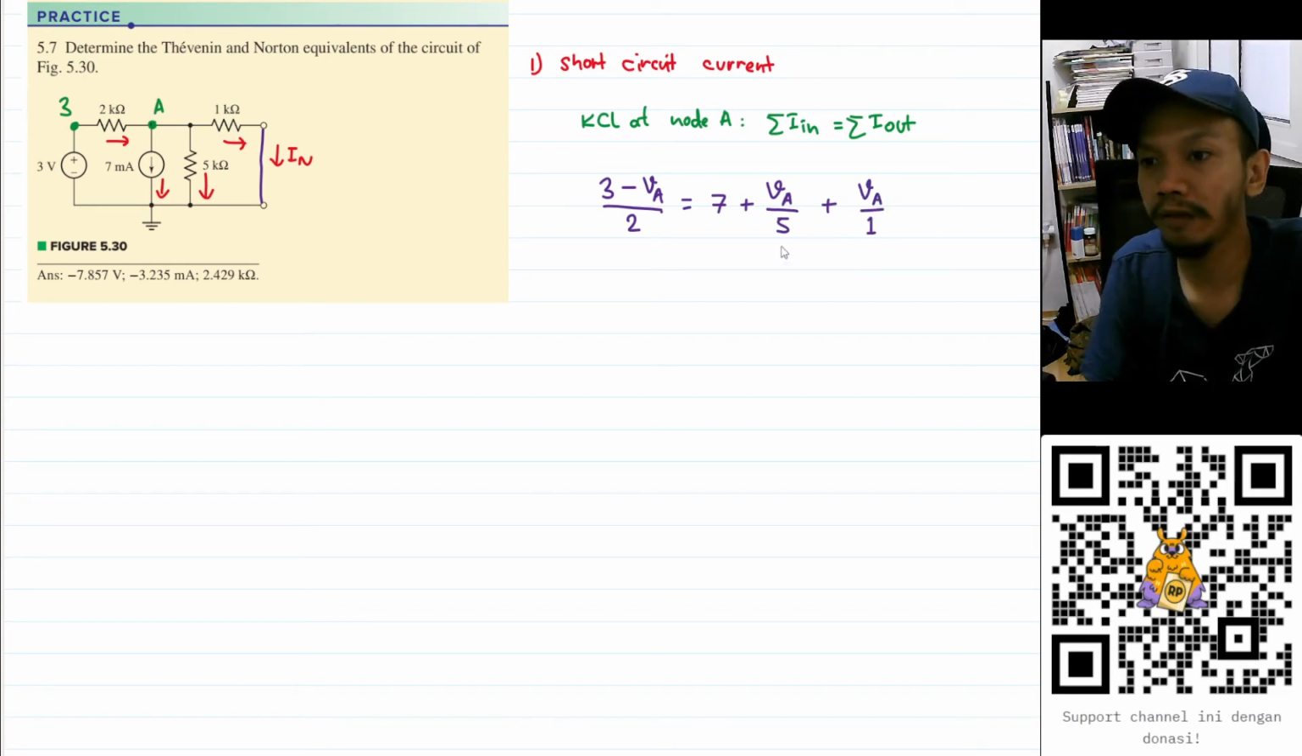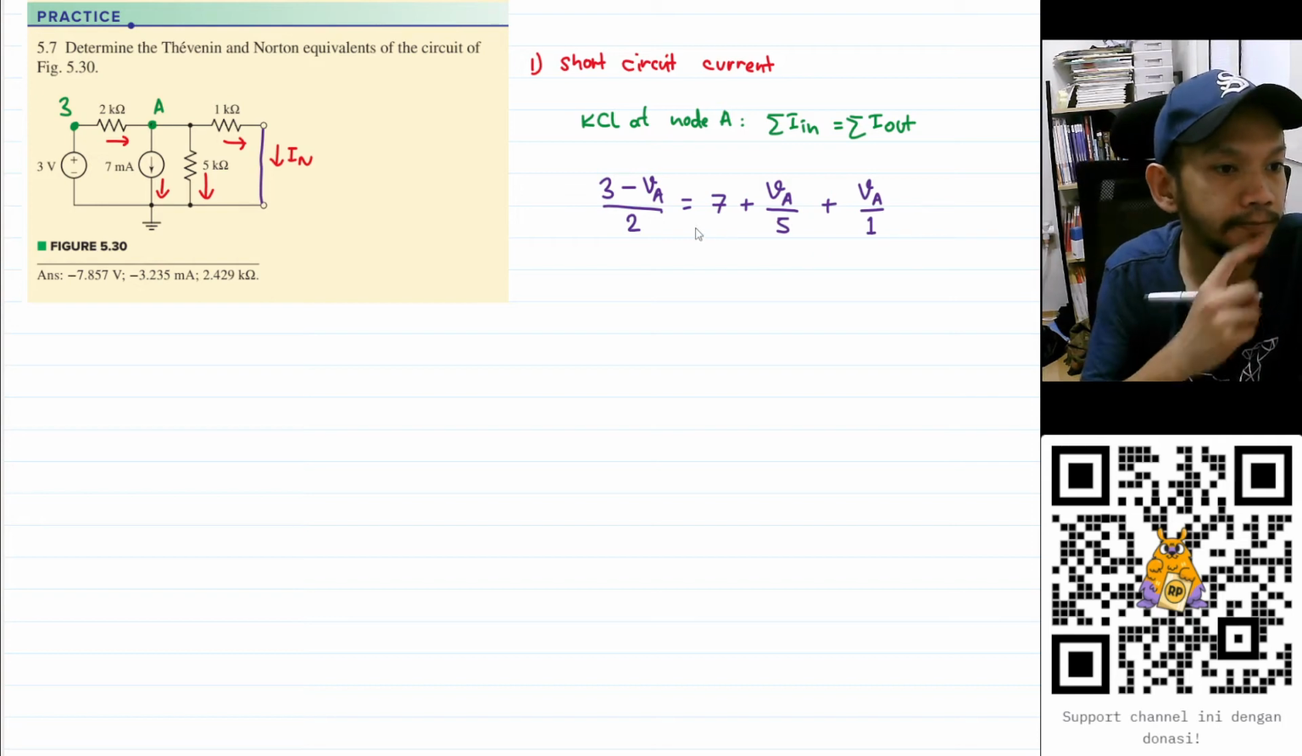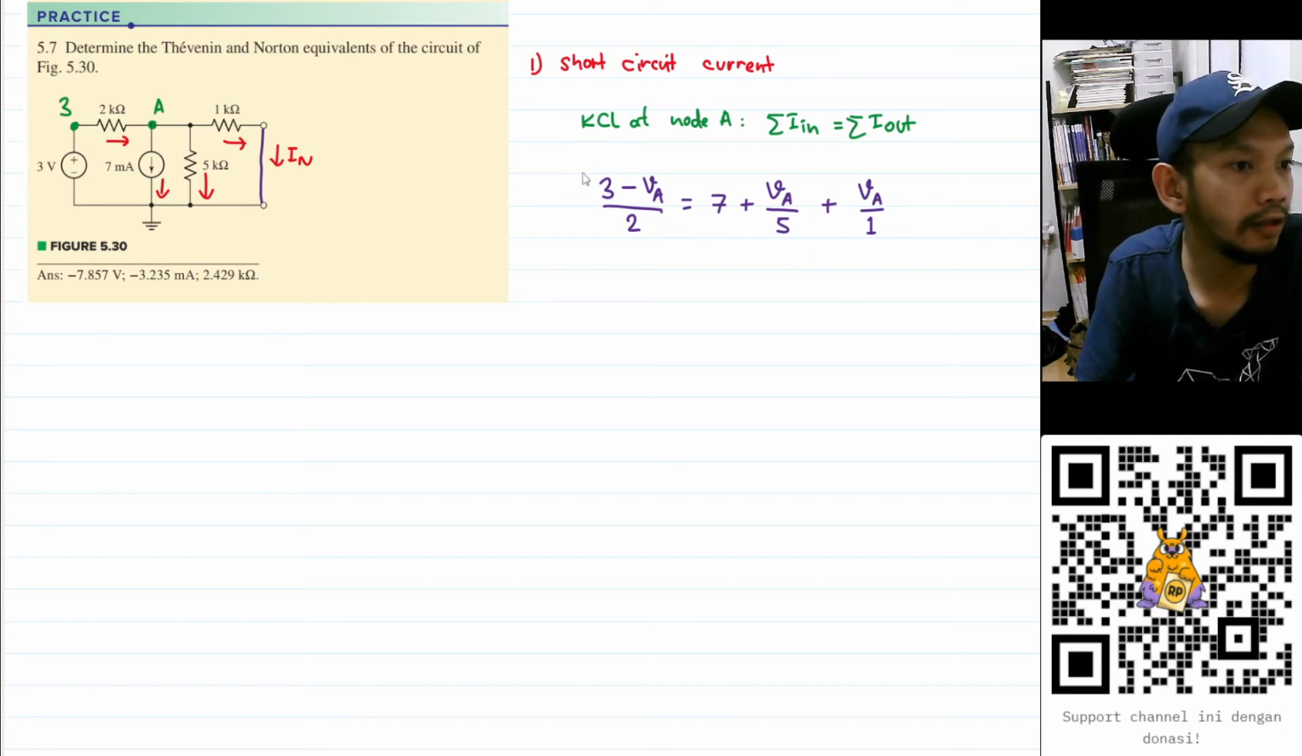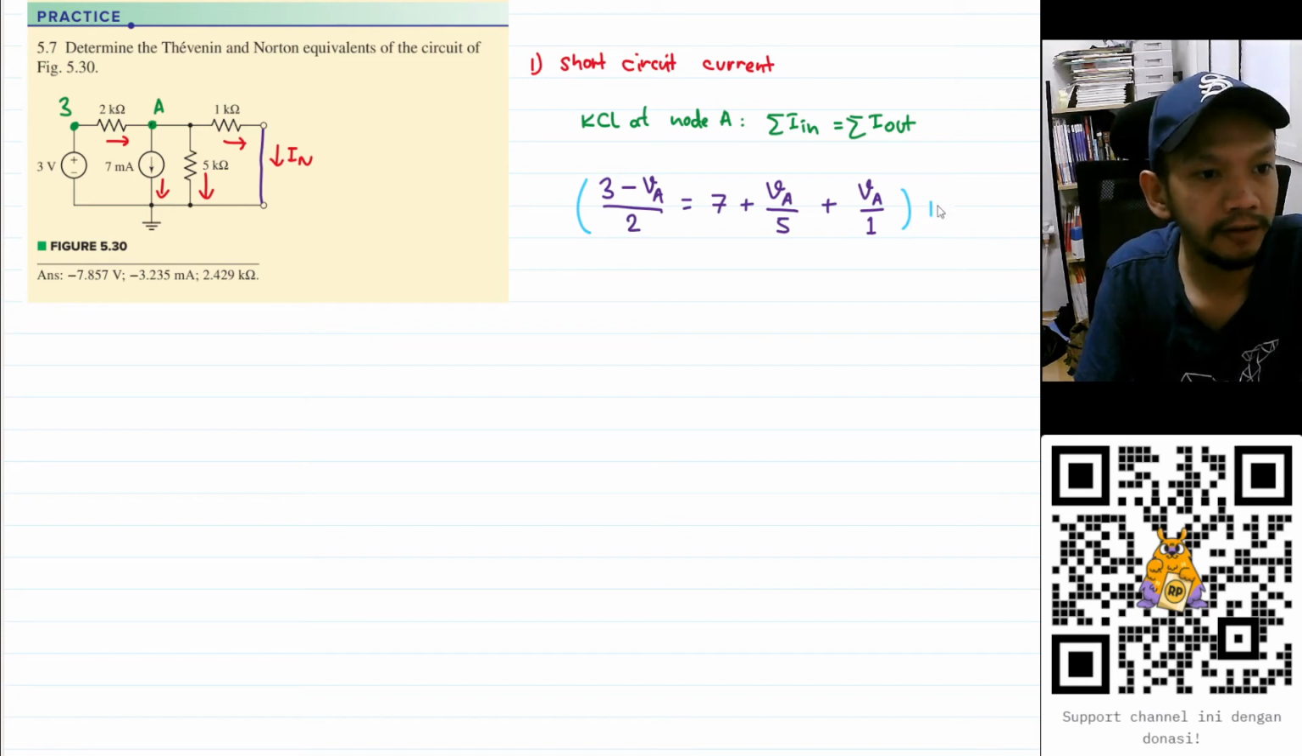Now what we can do is solve for VA. To get rid of the denominators, I can multiply all of this by 10, right? Multiplying that by 10, leaving this as 5. So I will have 3 multiplied by 5, that is 15, minus 5 VA, and that will equal 70, plus 2 VA, plus 10 VA.